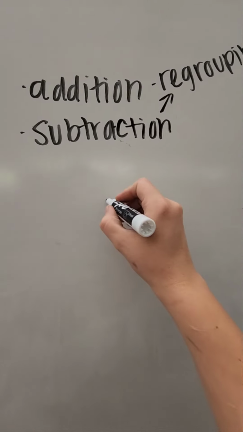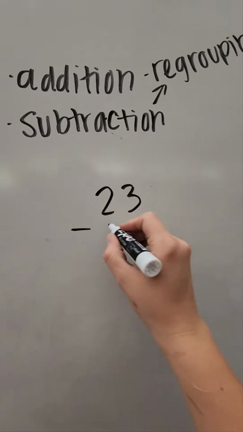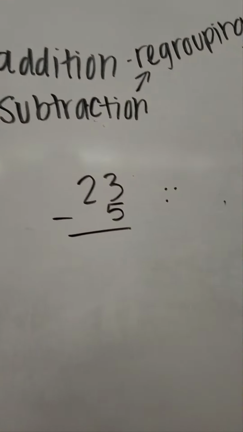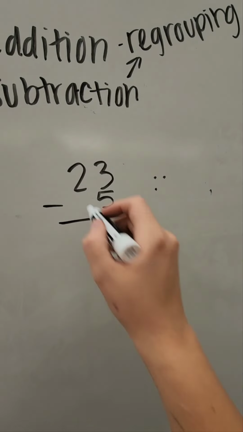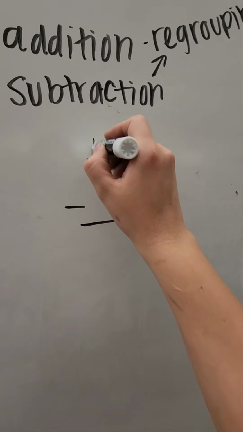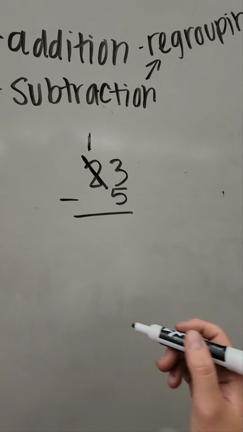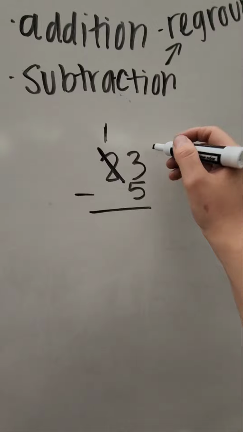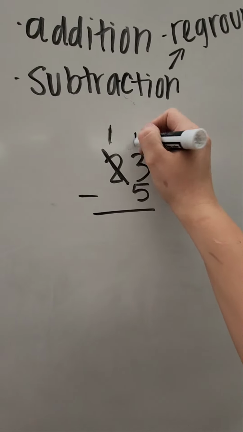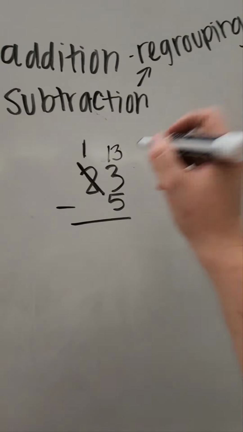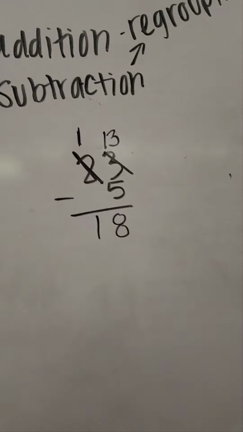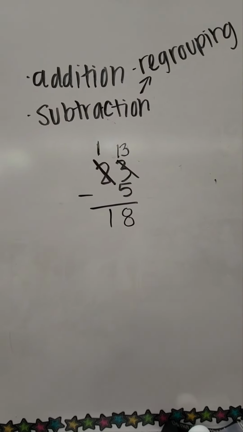You'll be seeing students, hopefully, let's say we're doing 23 minus 5. If you look, if you have 3 things, you cannot take 5 away from them, so you have to regroup. We used to have 2 10s. Now we only have 1 10. Now I'm going to bring my 10 over here. So now I have 10 and 3. That's 13. Okay, now I have 13 minus 5. That's 8. So I have 18. So that's regrouping.